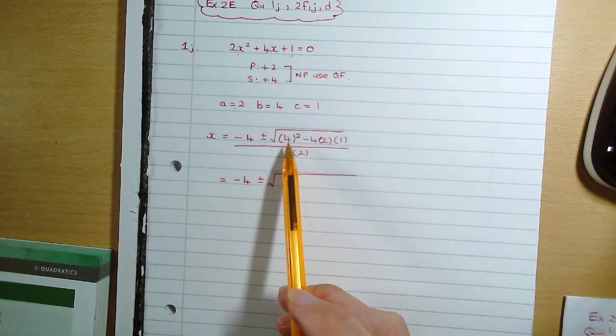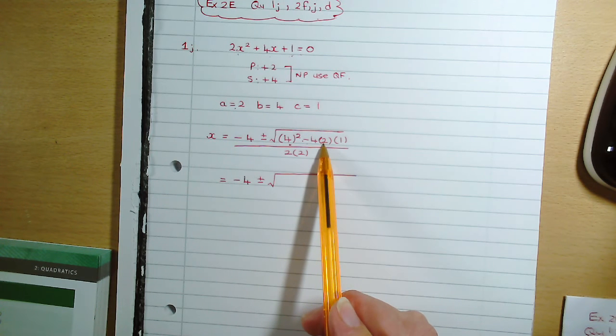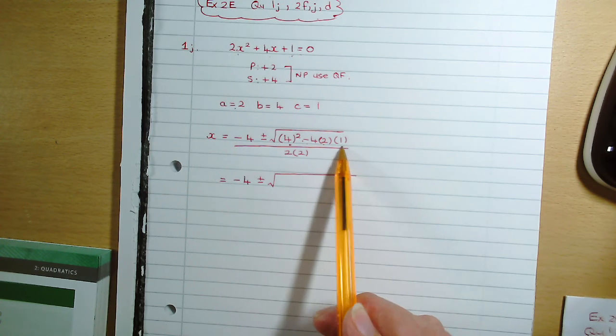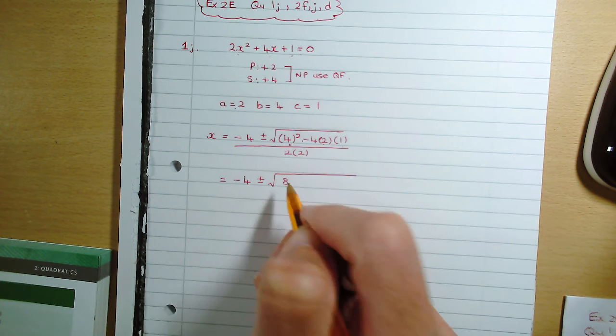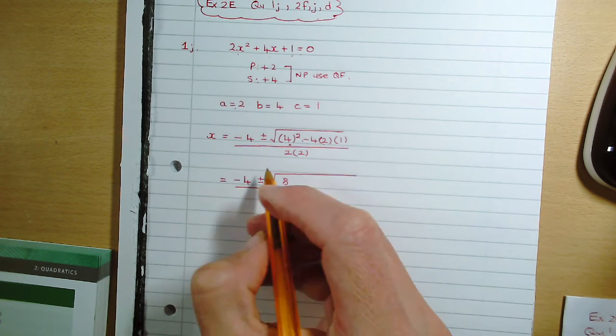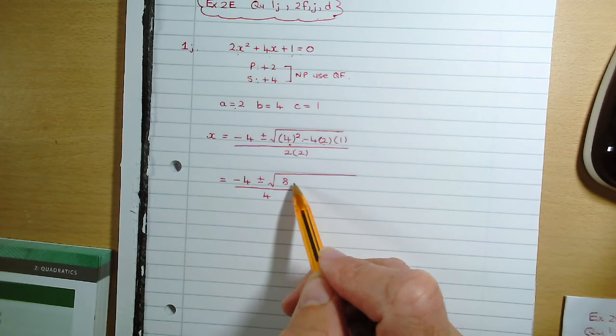So we've got 4 squared is going to give us 16. Minus 4 times 2 is minus 8. Times 1 is still minus 8. So 16 subtract 8 is just going to give us 8. And that's all over 4. 2 2s are 4.